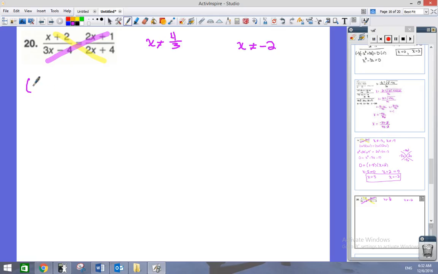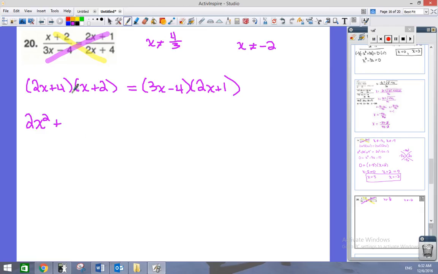Alright, so we've got 2x plus 4, x plus 2, 3x minus 4, and 2x plus 1. If you use a table to multiply these together, what you should get is 2x squared plus 8x plus 8, and over here 6x squared minus 5x minus 4.